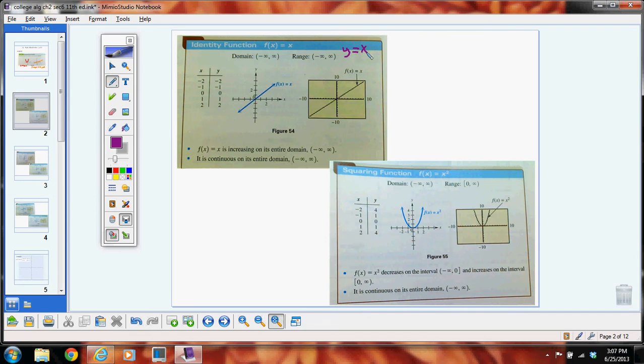You do need to know that domain goes from negative infinity to positive infinity, and that the range will also cover all the y's. So it'd be negative infinity to positive infinity.